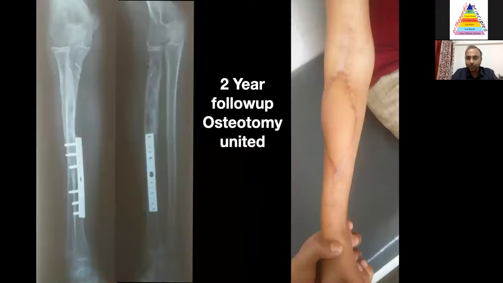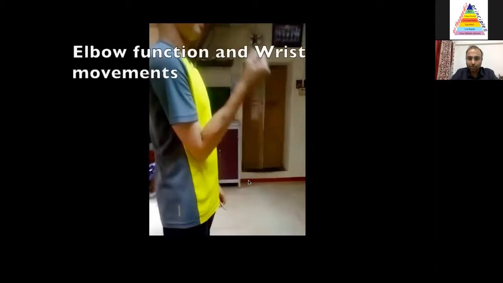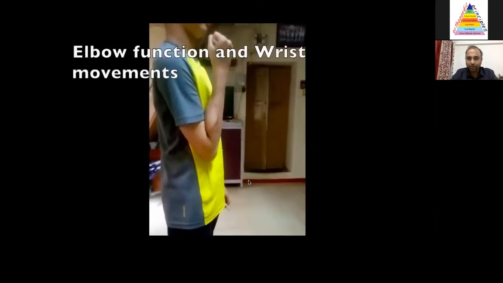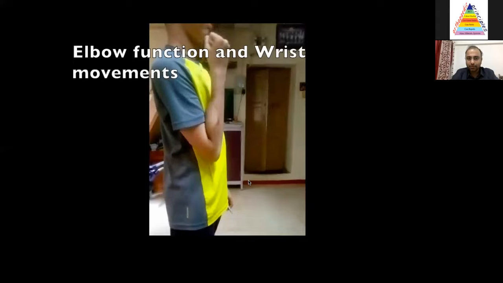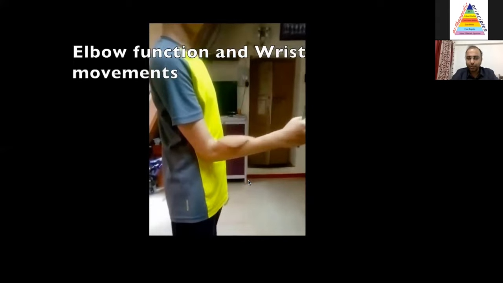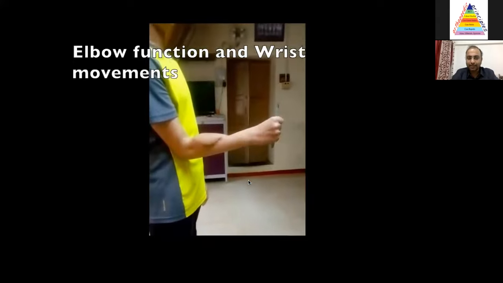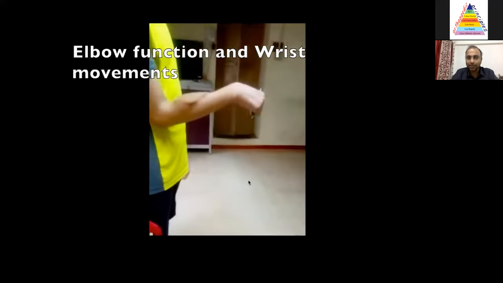So here we can see the skin incision, the flap, and the bone united, and this is the 2 years follow-up of this patient. You can see his function. So he's having excellent elbow function, full pronation, full supination, and this kid has given his 10th standard exam with this right hand. So he's a right hand dominant person.